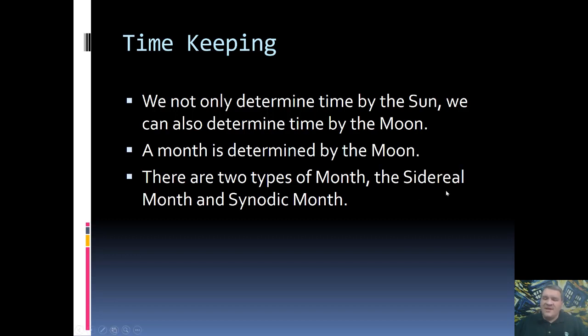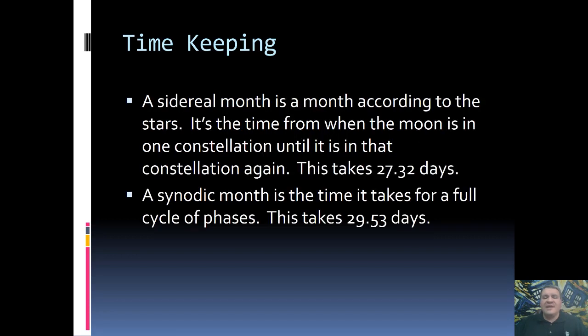Now, if you remember previously, we mentioned sidereal means according to the stars. So a sidereal month is a month according to the stars. A sidereal month is then the amount of time it takes for the moon to be in a constellation. Now remember, our new definition for constellation is a region of sky. So it's the time it takes for the moon to be in a region of sky until it cycles all the way around the sky and gets back into the same constellation, back into the same region of sky. Okay, so this is a sidereal month, and this takes about 27 1/3 days.